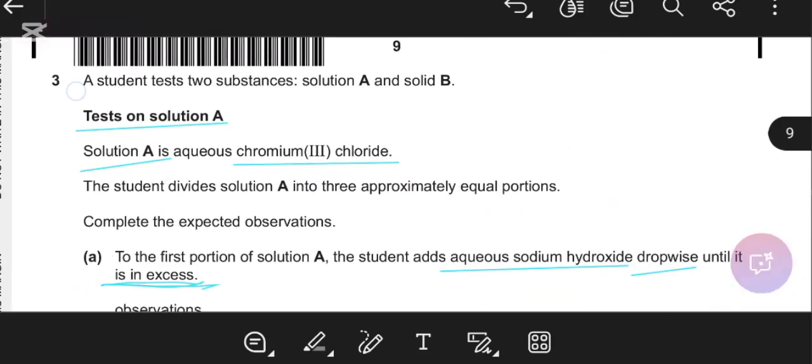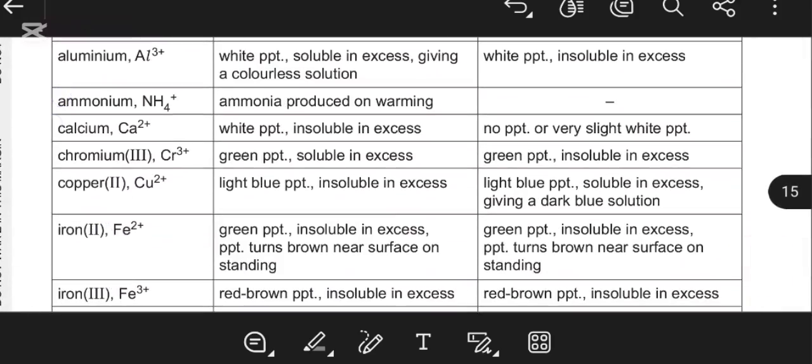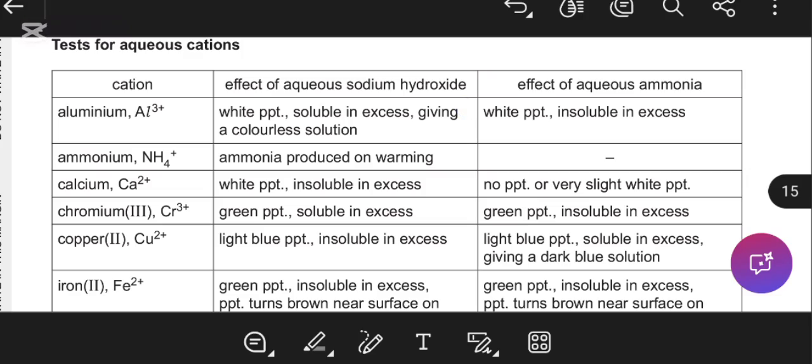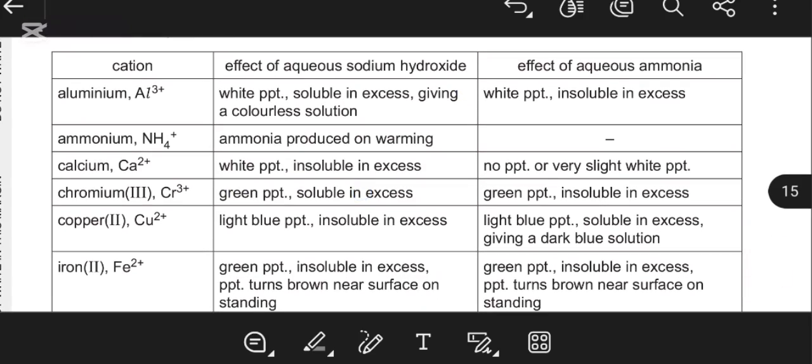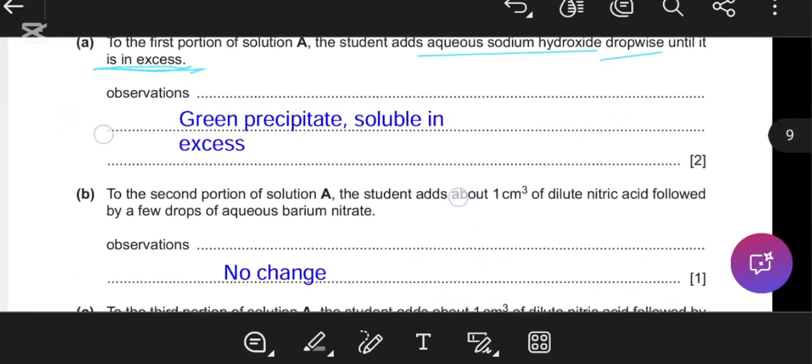ours is chromium chloride. So if we go down to the bottom of the table which we are given, you will see here that in chromium, when you add sodium hydroxide, a green precipitate is formed which is soluble in excess. So all you need to do is copy down that in the answer. So you can see here green precipitate soluble in excess.